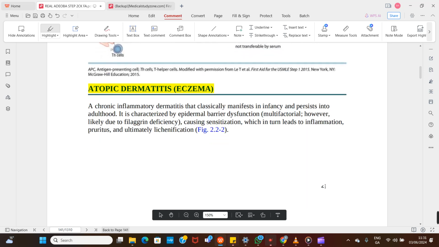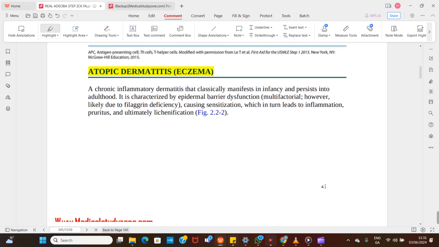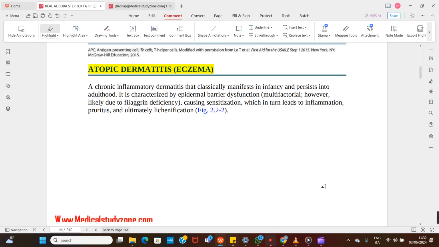They are all type 4. So, moving on to each of those pathologies one by one. Atopic dermatitis is first, and we cannot go for the exam without knowing atopic dermatitis. It is very important. Atopic dermatitis is a chronic inflammatory dermatitis that affects infants, starts at infancy and passes into adulthood.